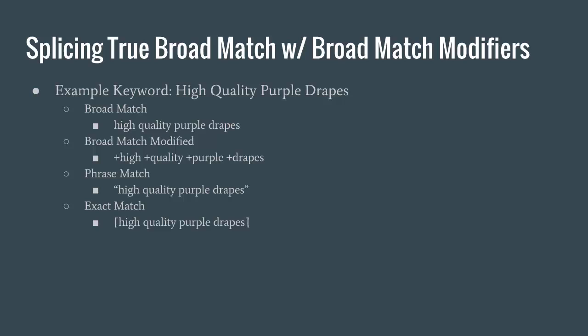So if we have the keyword high quality purple drapes on each one of the match types we just went over, you can see that this is what it would look like. Here it is on true broad match. Modified has little plus signs in front of it.